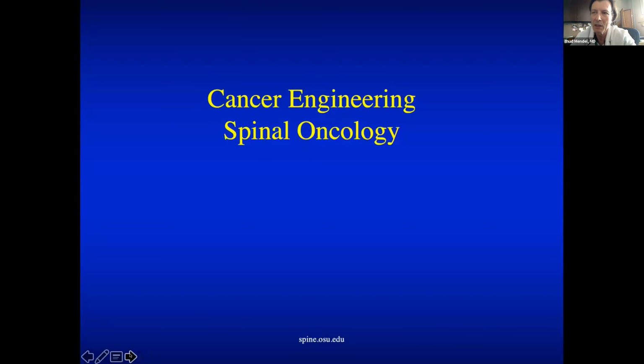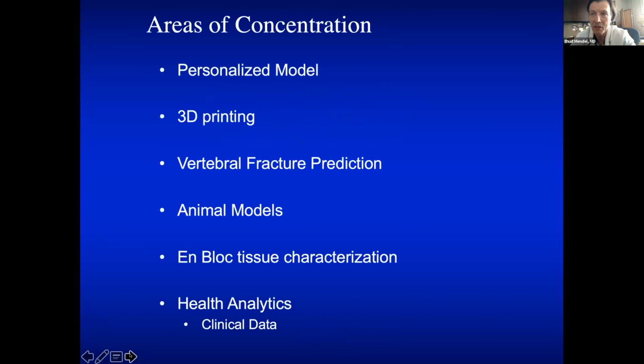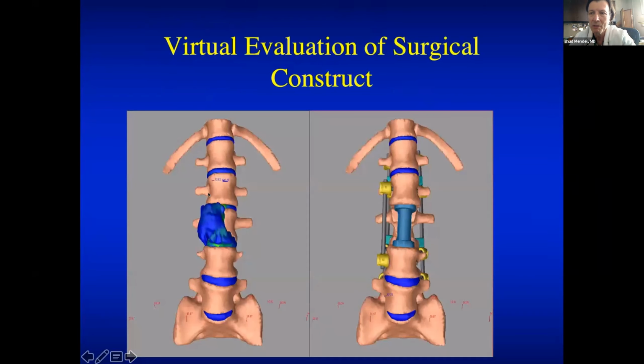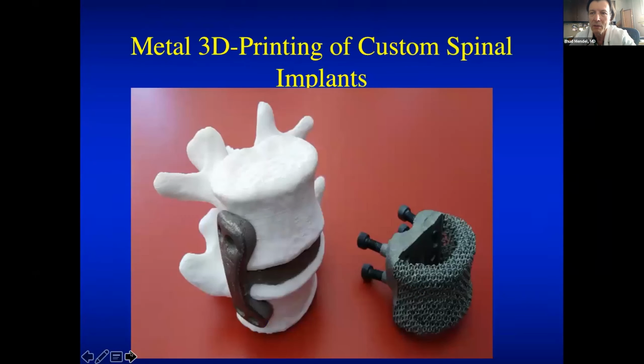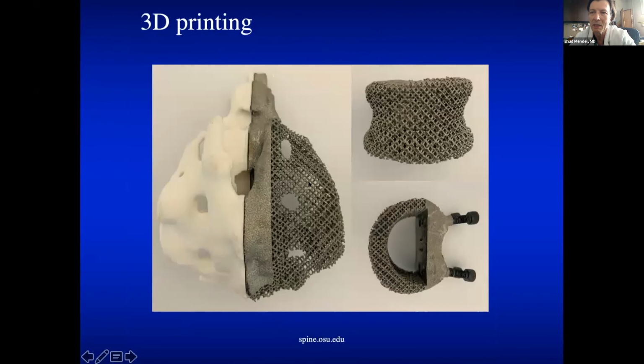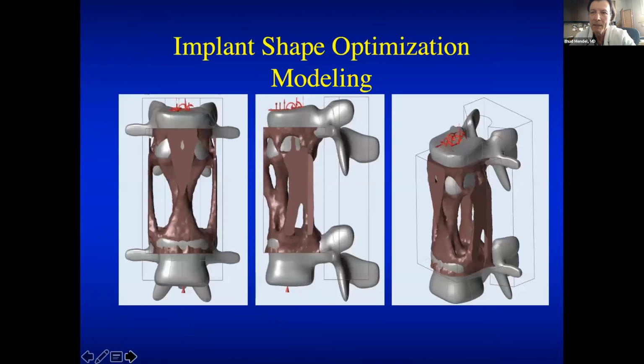And now what we're doing in our lab, in our spinal oncology cancer engineering program, we start looking at personalized models, 3D printing. We're trying to predict which vertebrae is going to break, especially when it comes to higher levels of stereotactic radiosurgery. We're looking at animal models, and ultimately, instead of doing something like this, where we're getting all these cages around, we start looking at 3D printing to replace vertebrae, or even sacrectomies, when it comes to being able to reconstruct the pieces that we are taking out.